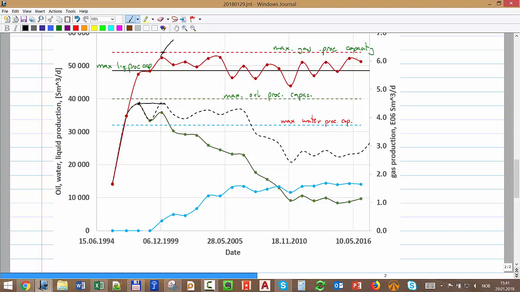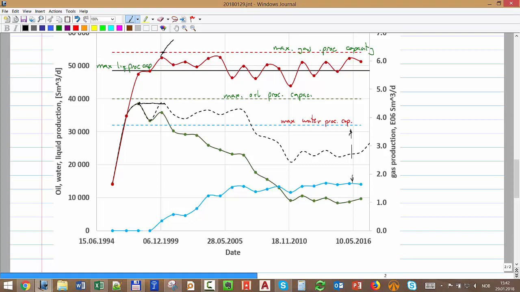But how come the water rate is going up? Like you choke it and then water is increasing. Yes, you might have water coning, you might have aquifer breakthrough, you might have all kinds of different things. But the point about water is that it's way below the limit of the facility, so maybe water is not a constraint in that particular field.